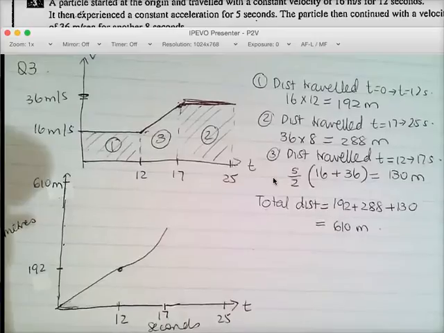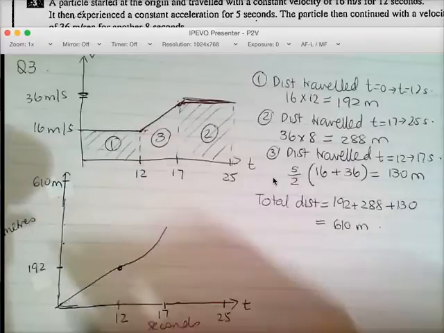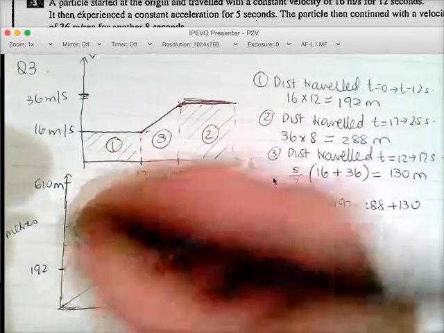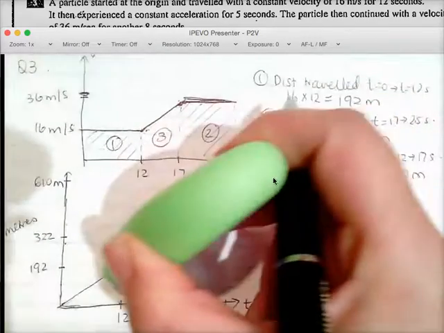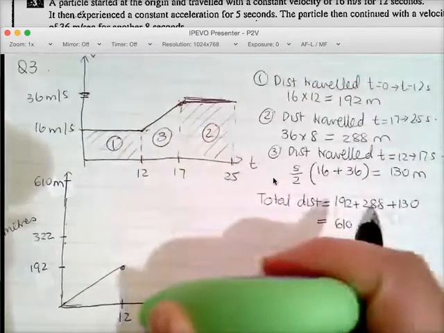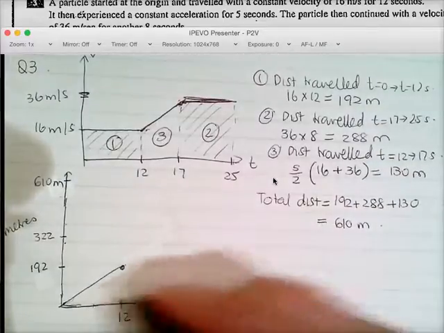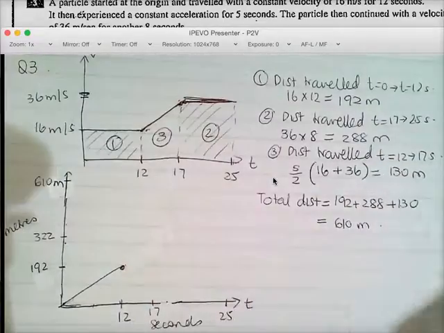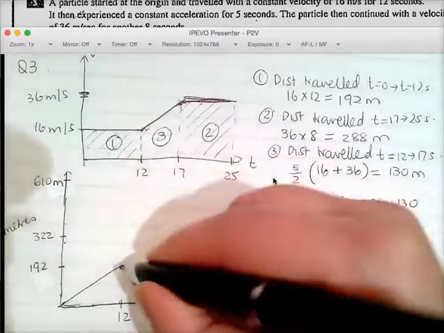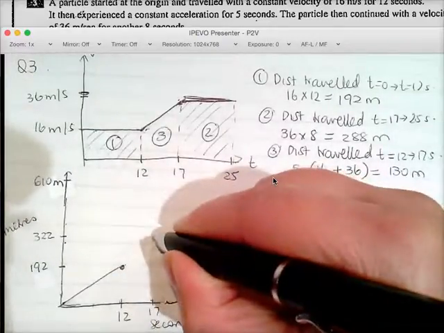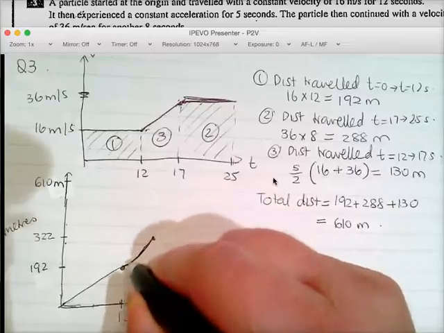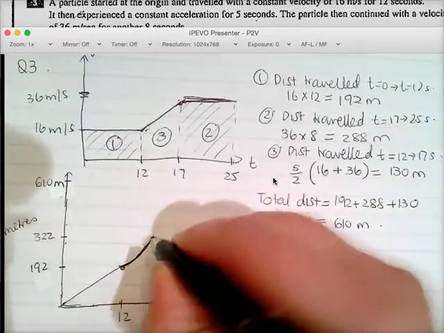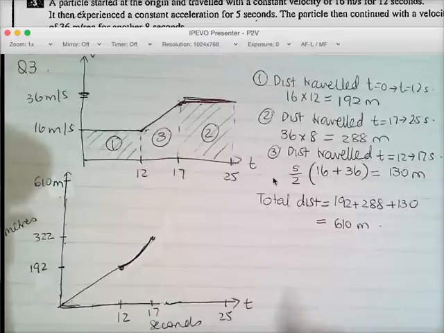So 192 plus 130, I better mark it out on the page first. It gets to 322, that's 200. 322 is about here, so I'm going to draw that again. So over the next 5 seconds, if this is 12, this would be about 17 there. So it goes from there to 322. Best off marking out your positions first, and then showing that that's concave up, okay, because it's accelerating.